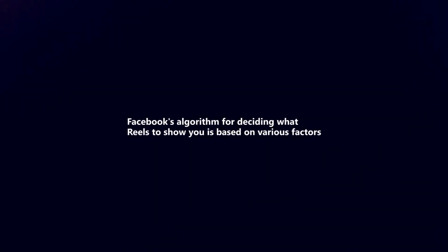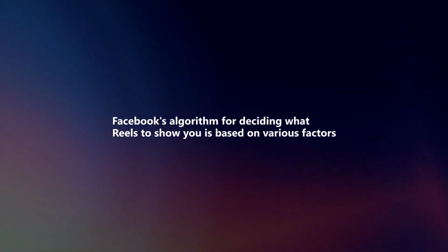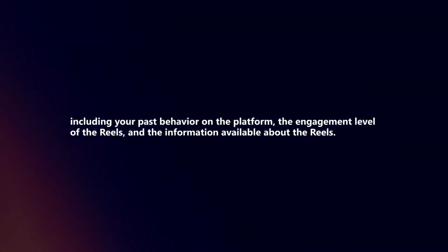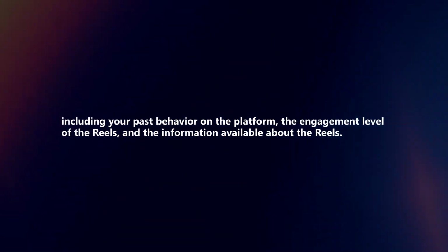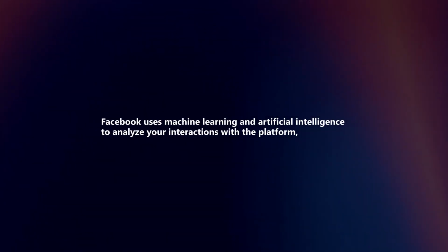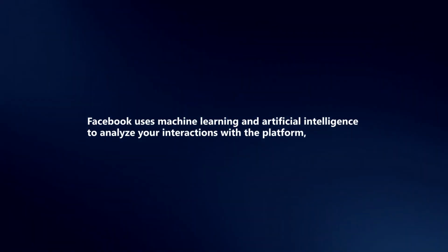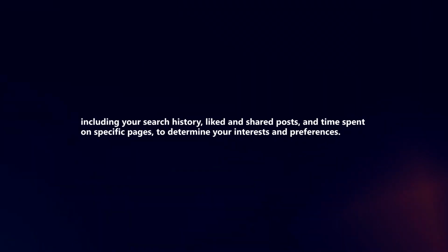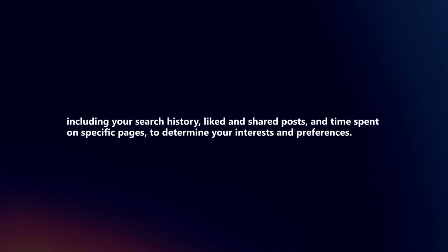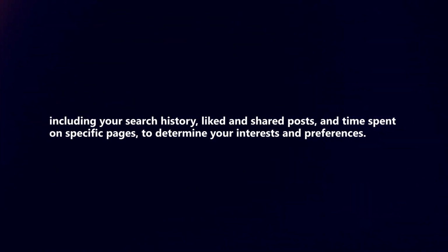Facebook's algorithm for deciding what Reels to show you is based on various factors, including your past behavior on the platform, the engagement level of the Reels, and the information available about the Reels. Facebook uses machine learning and artificial intelligence to analyze your interactions with the platform, including your search history, liked and shared posts, and time spent on specific pages to determine your interests and preferences.